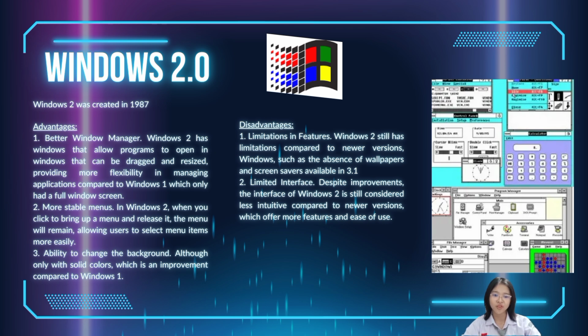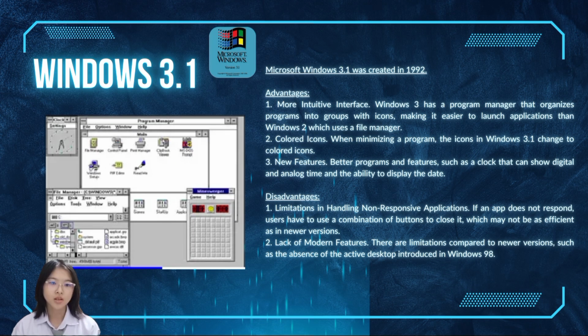Windows 2 still has limitations compared to the newer version, such as the absence of wallpaper and screensaver in 3.1. Second, limited interface. Despite improvement, the interface of Windows 2 is still considered less intuitive compared to the newer version, which offers more features and ease of use. Windows 3.1 was created in 1992.